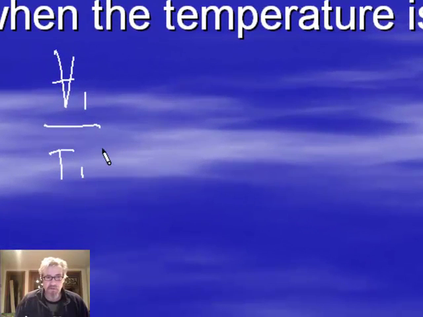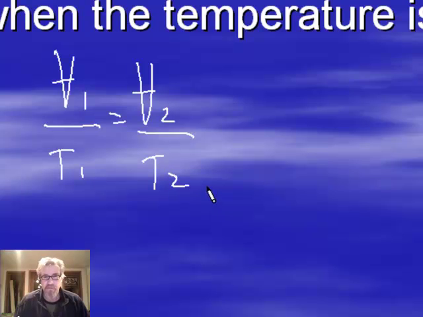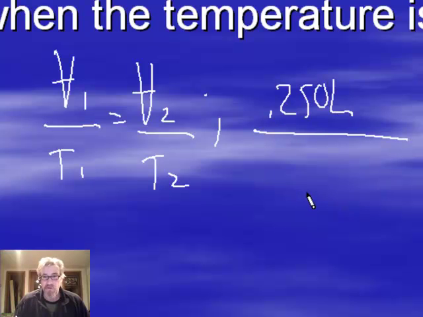Volume 1 over temperature 1 is volume 2 over temperature 2. Let's put numbers in here. The first volume is 0.250 liters. The first temperature is negative 34 degrees Celsius, but I can't use Celsius here. I've got to use kelvins. So I'll take negative 34 and add 273 to it. What I get is 239 kelvins.